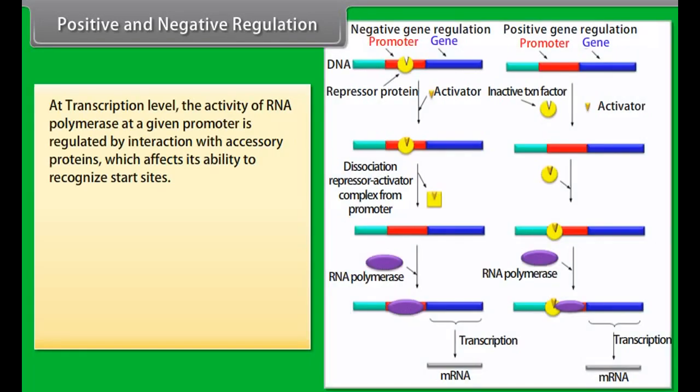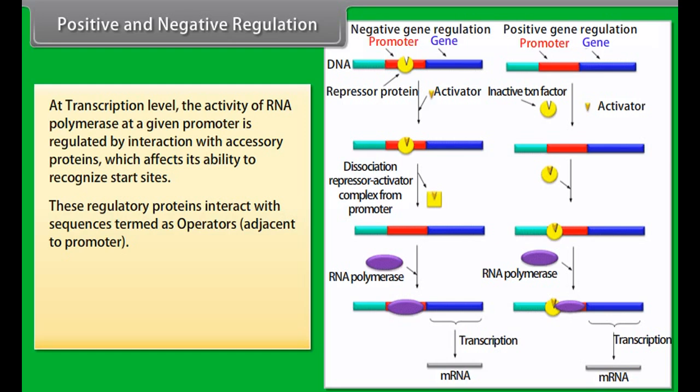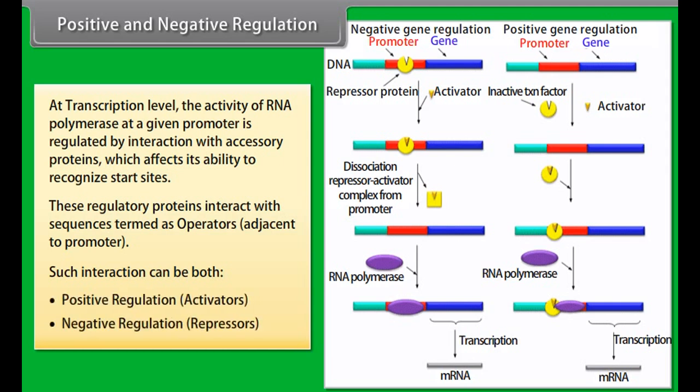Positive and negative regulation. At the transcription level, the activity of RNA polymerase at a given promoter is regulated by interaction with accessory proteins, which affects its ability to recognize start sites. These regulatory proteins interact with sequences termed operators adjacent to the promoter. Such interaction can be both positive regulation, by activators, and negative regulation, by repressors.